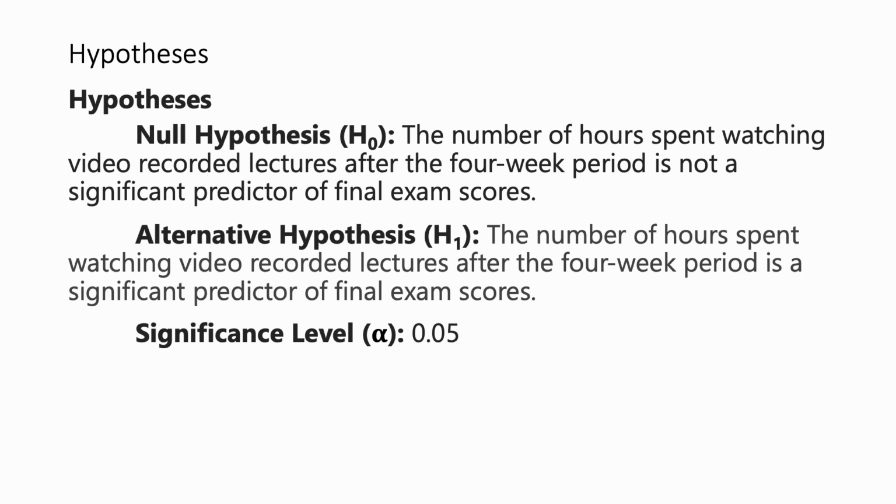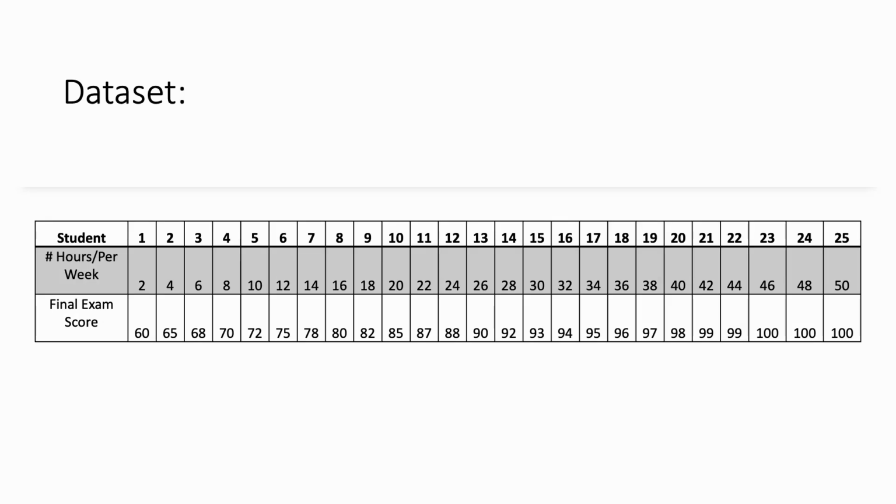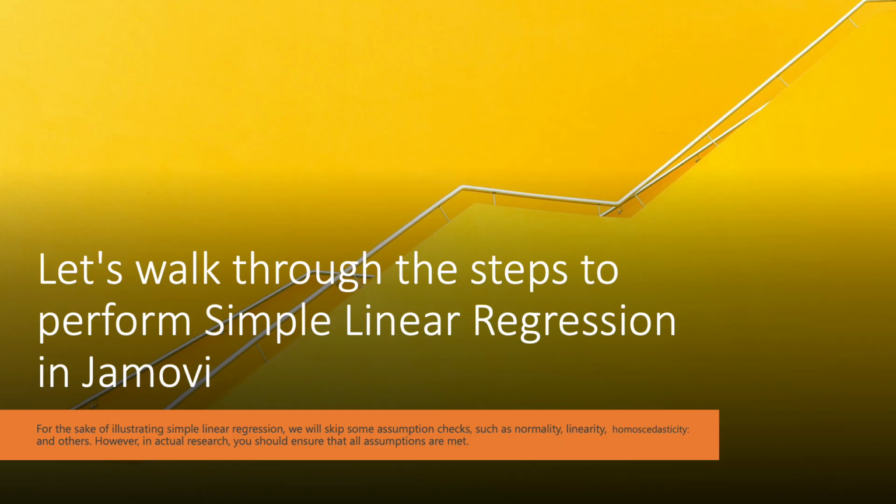Here are the hypotheses, and the significance level, or alpha, is 0.05 or 5%. Here is the dataset. Please open Jamovi and input this data. For the sake of illustrating simple linear regression, we will skip some assumption checks, such as normality, linearity, homoscedasticity, and others. However, in actual research, you should ensure that all assumptions are met.